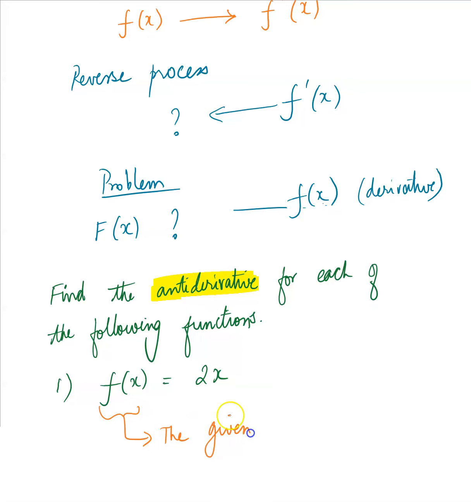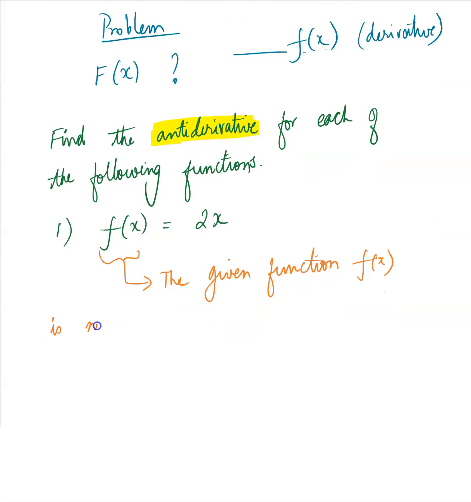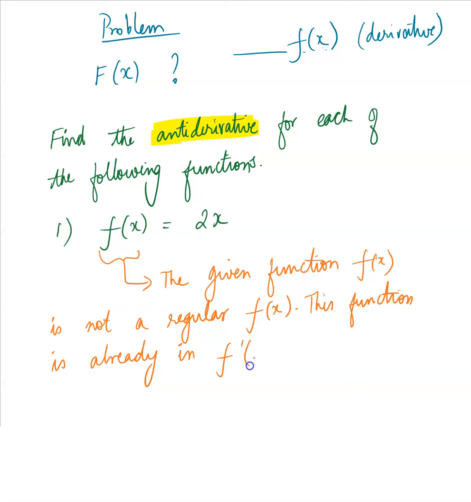So we should remember that the given function f of x is not a regular f of x. Regular meaning the usual function from which we find the derivative. Rather, this function is already in the derivative form, right? It's already in f prime of x form. So we need to think backwards.